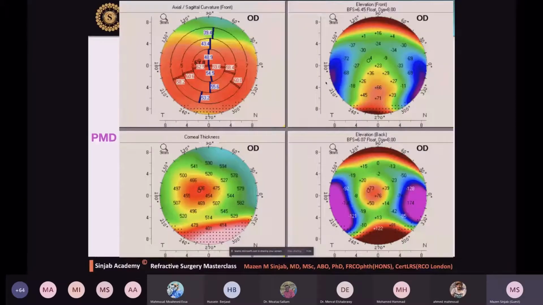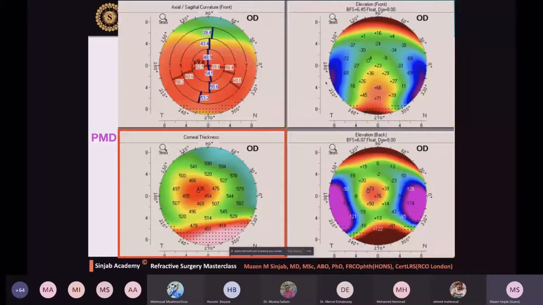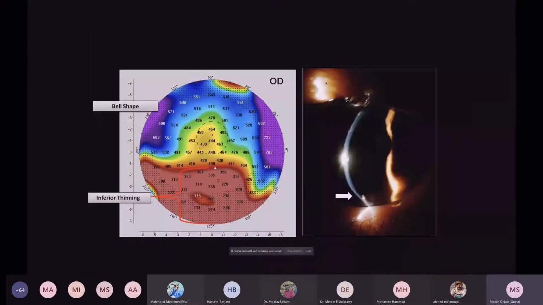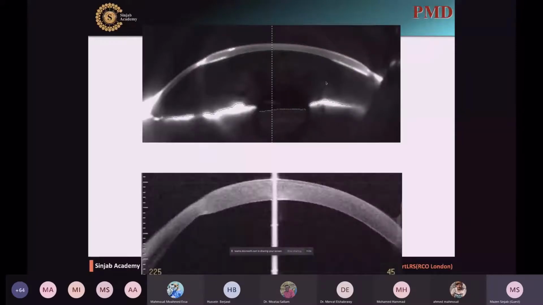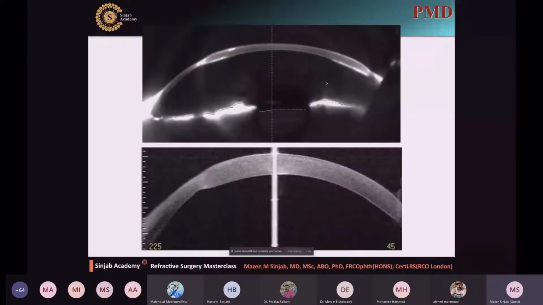We come to pellucid marginal degeneration. We find crab claw on the anterior curvature map, and we find the bell shape on the thickness map. This is a hallmark. The bell shape is the hallmark of pellucid marginal degeneration. As you see, this is the bell shape corresponding to the thin strip in the inferior cornea. This is pellucid marginal degeneration with Scheimpflug on the top and OCT on the bottom.